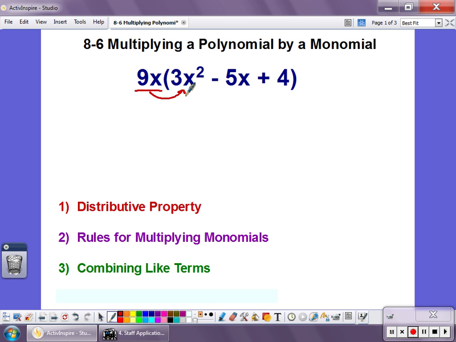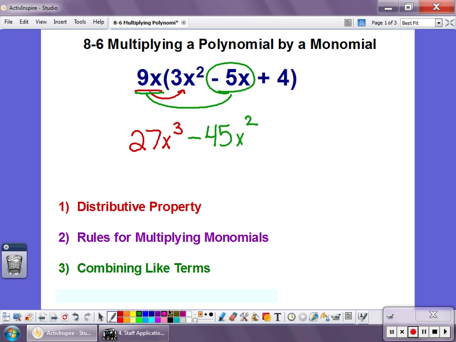I'm going to take what's outside my parentheses and distribute it to everything inside my parentheses. So 9x times 3x squared is going to give me 27x cubed. Then I'm going to take this 9x, distribute it to my middle term, which is a negative 5x. So 9x times negative 5x will give me negative 45x squared. And then finally I take that 9x and distribute it to my last term, which is 4. 9x times 4 gives me 36x.